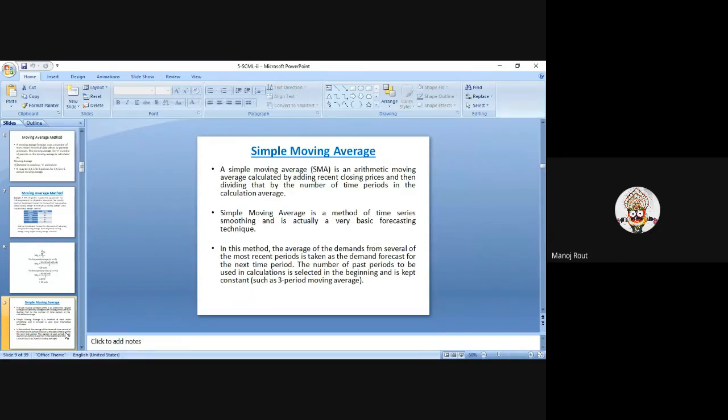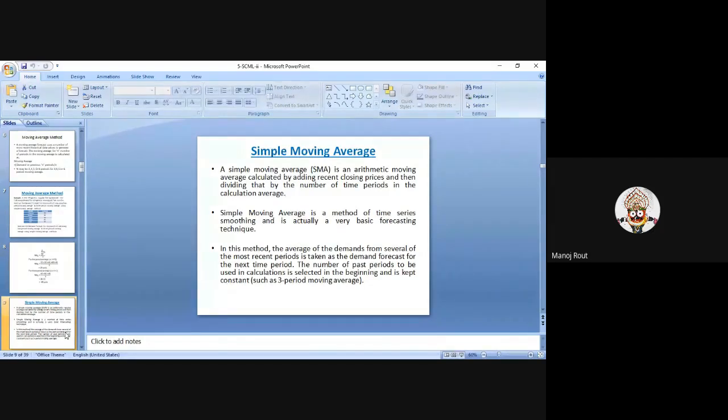Going to the second point, the simple moving average is a method of time series smoothing and a very basic forecasting technique for forecasting of sales, demand, and futures. The best example is forecasting in case of seasonality, and forecasting in case of trend. The next one is the last point. In this method, the average of demand from several of the most recent periods is taken as the demand forecast for the next time period, and the number of past periods to be used in calculation is selected in the beginning and is kept constant.